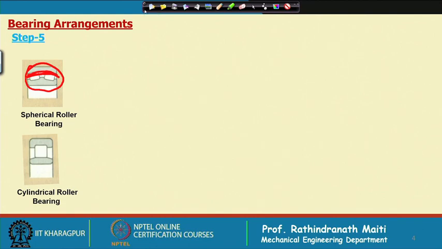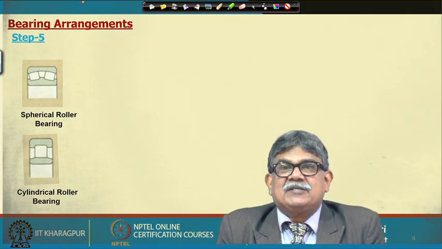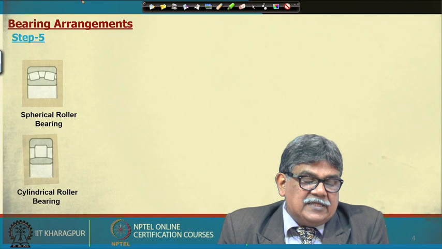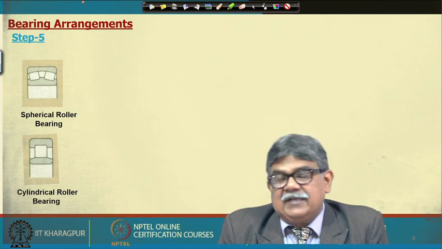Therefore, in a true sense, if we put the spherical roller bearing on both sides, that might be considered as a simply supported beam. Whereas, if you put cylindrical roller bearing, taper roller bearing or even ball bearing, these are actually rigid supports.